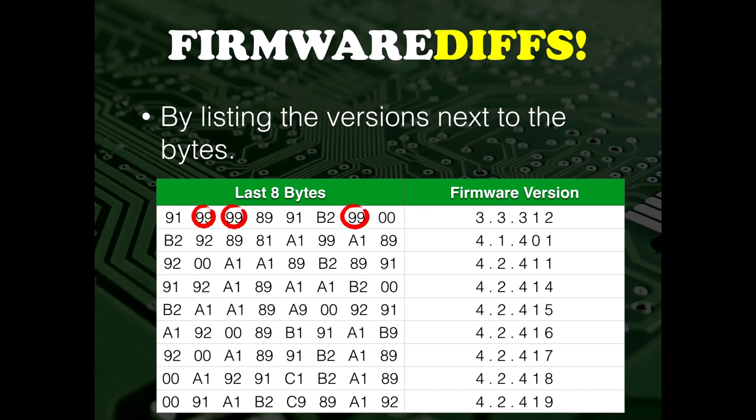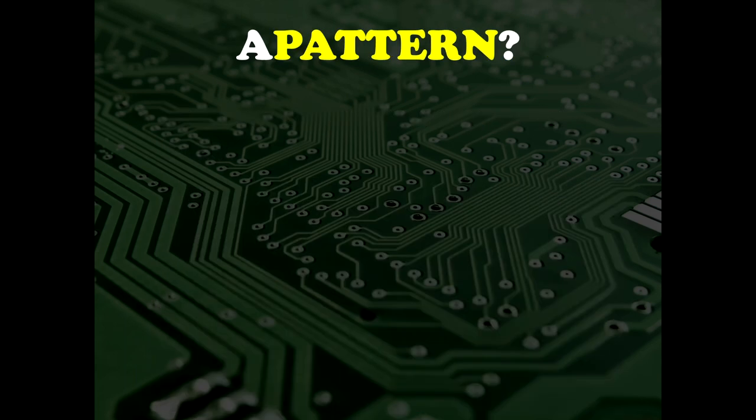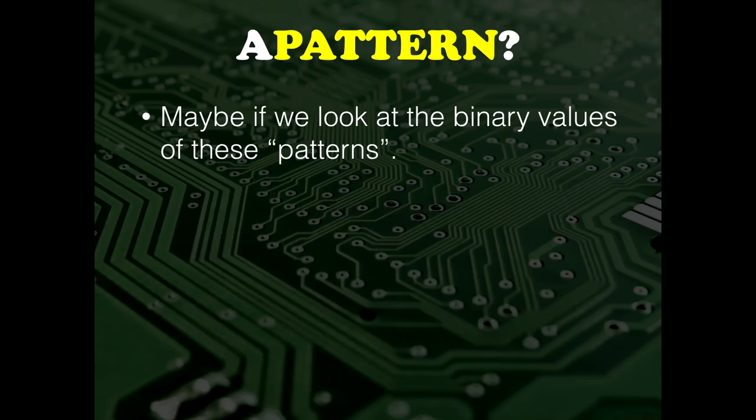You see, the byte 99 appears 3 times in here, and the number 3 appears 3 times in here. Right? And the byte A1 appears twice here, and then the number 4 appears twice here. Well, also the number 1 appears twice, but we actually know it's 4 because it's consistent throughout the entire table, right? So we got some kind of mapping between bytes and the numbers in the version, right? Well, is there a pattern here?